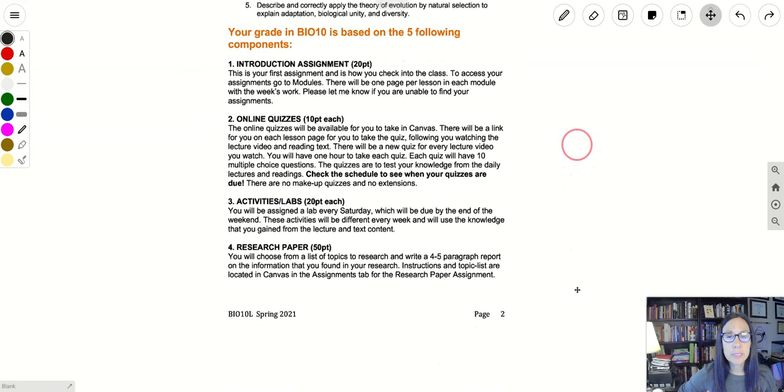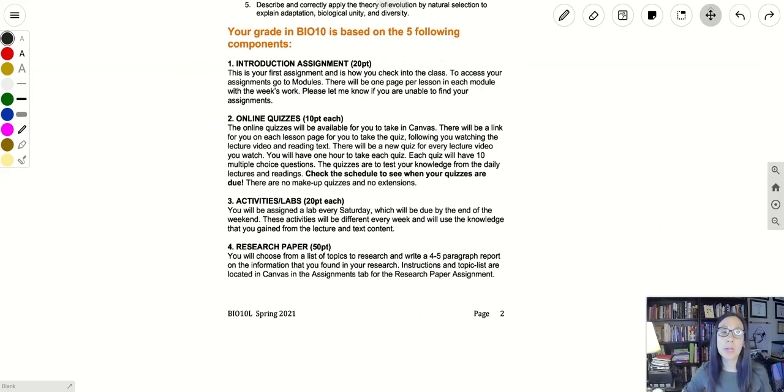Okay, so this class grade is based on 5 things. These are the 5 things that you need to do for the grade in this class. The first thing is that you are going to do an introduction assignment. This assignment is just so that I can get to know you because we are in these weird times and I don't get to see you face to face. It is harder for me to get to know you. And so this is one thing I can do to get to know more about you. Okay, so you're going to do that. That is 20 points. It is due by the end of the week.